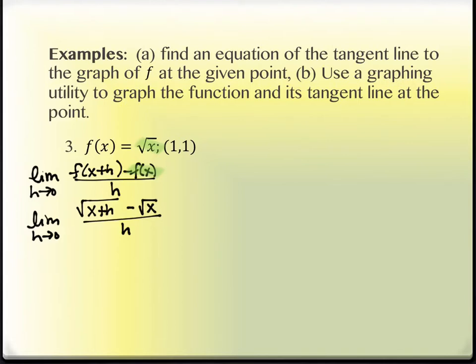So the conjugate to the square root of x plus h minus the square root of x would be the same thing, but with a positive sign. So we have a square root of x plus h, and then plus the square root of x on top and on bottom.